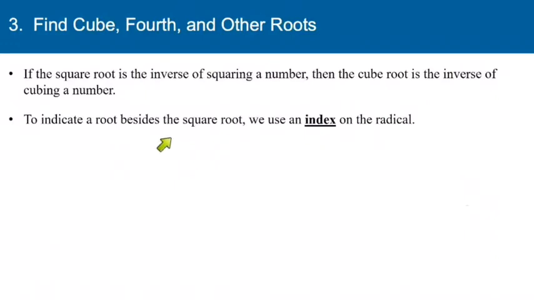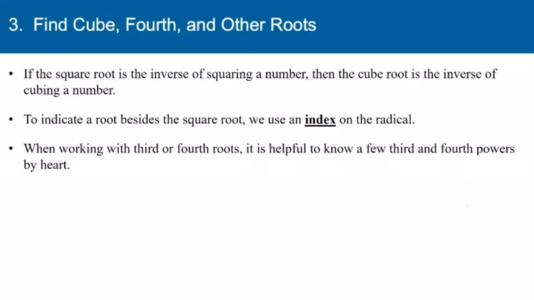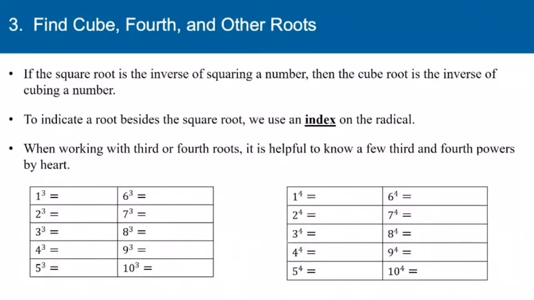And to indicate a root besides the square root, we use an index on the radical. An index is just a little number that goes in the crook of the radical that tells you which root you're working with. Now, if you're going to have to work with third or fourth roots, it's helpful to know a few of the third and fourth powers by heart. That way, when you see those numbers, you'll automatically recognize them as a third power or fourth power of some smaller number. So let's look at a few.